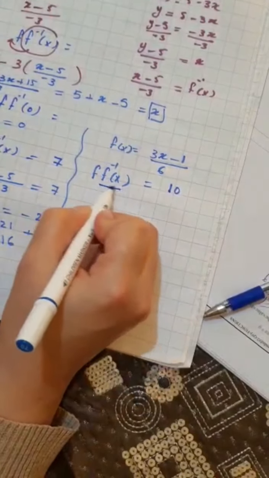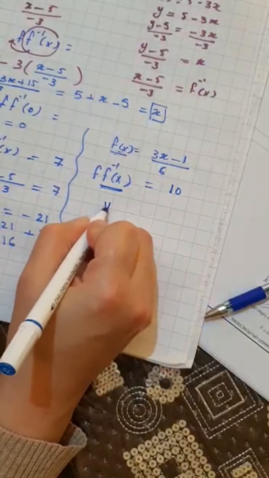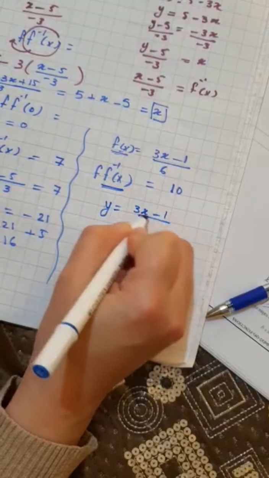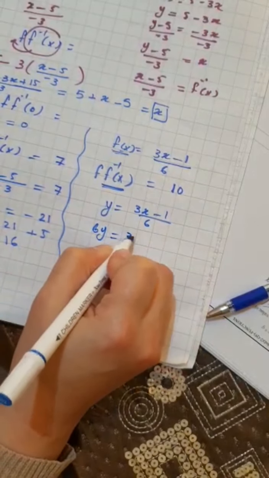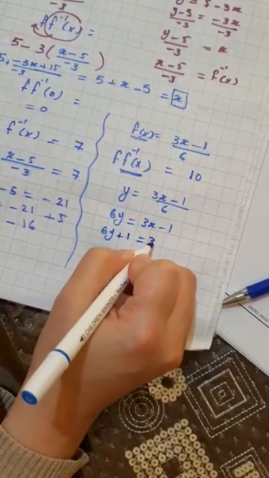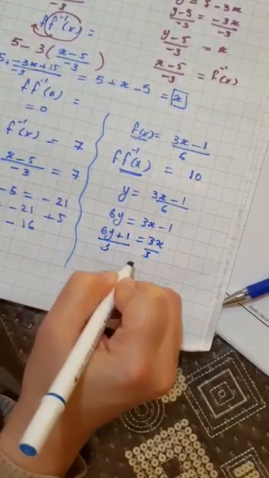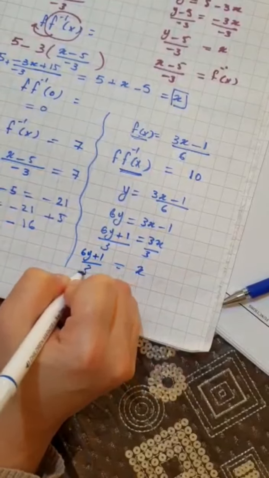I'm going to find first of all f inverse of this function by keeping this one equal to y. So y equal to 3x minus 1 over 6. Make a cross multiplication, I'm going to get 6y equal to 3x minus 1. Adding 1, so it will become 6y plus 1 equal to 3x. Dividing by 3 each side, I'm going to get x equal to 6y plus 1 over 3.